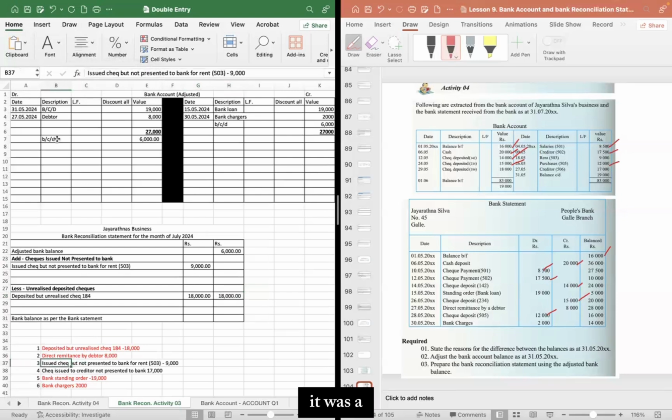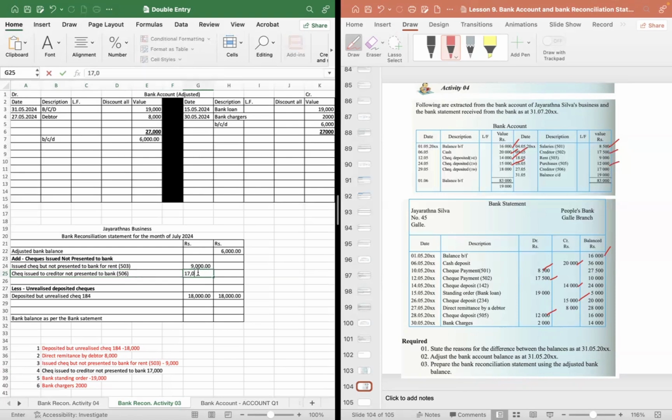ඊට පස්සේ මම ඒක කරා කියලා මාක් කරගන්නවා red color වලින් 9,000 එක. ඊට පස්සේ creditor ට දුන්න check එක තියෙනවා. check issued to creditor not presented to the bank. හරි. ඒක 506 check number එක. ඒක දාගෙන මම මේකේ balance එක දාගන්නවා 17,000 කියලා. right? මේකත් මම ඔයගොල්ලෝ කරද්දි පොඩි පැන්සලෙන් ටික් එකක් දාගන්න, මම මේක ඇඩ්ජස්ට් කරගත්ත කියන එකට. right දැන් හරි දැන් මේ දෙක අපි එකතු කරනවා.